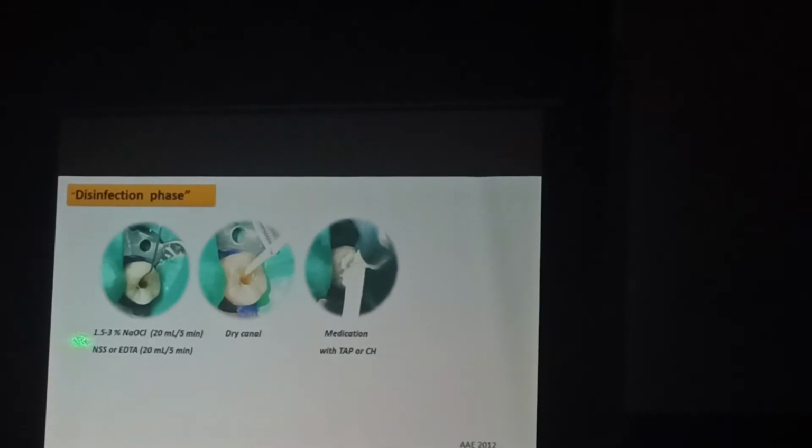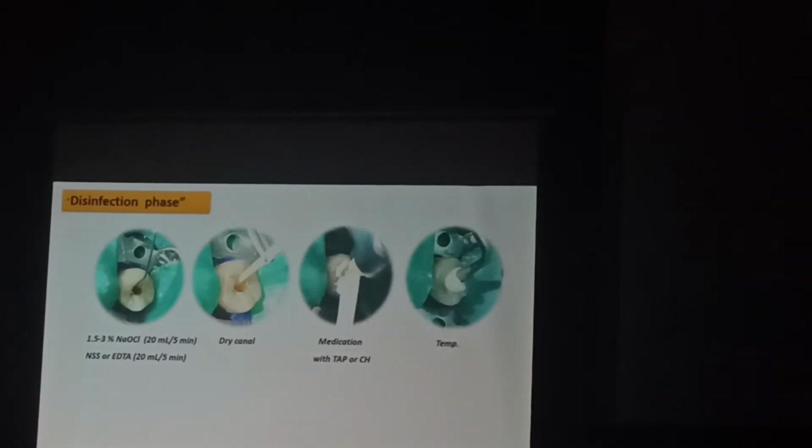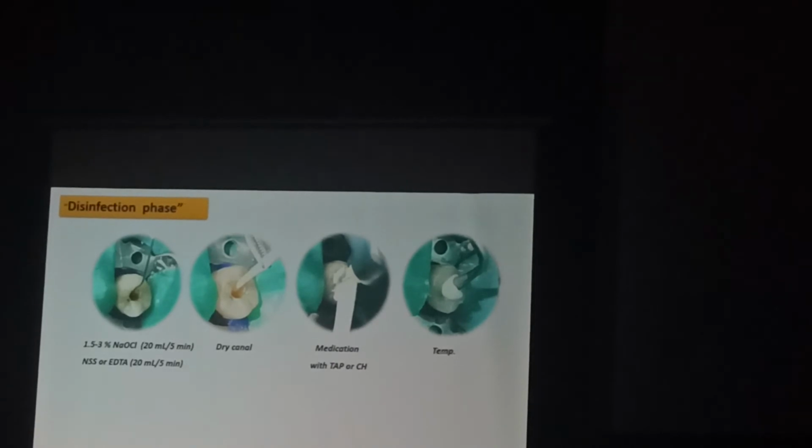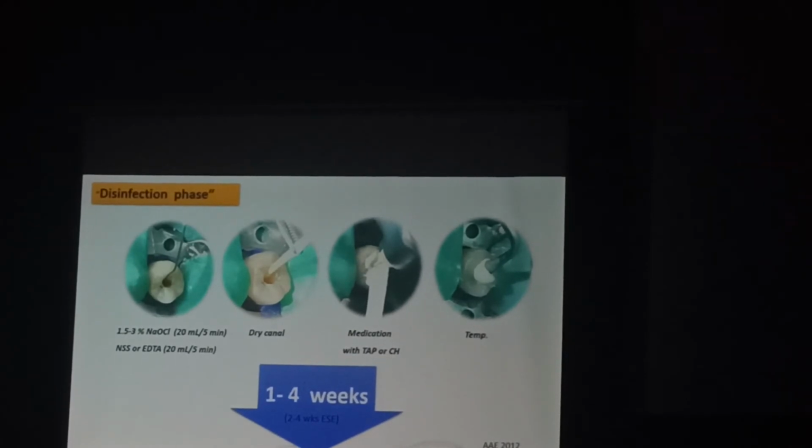So we come back to the technique. At first we rinse, dry, and then place the medication. After that we place a temporary restoration. Then we wait for the medicine to work for 1 to 4 weeks, and then we come to the next phase of the treatment.